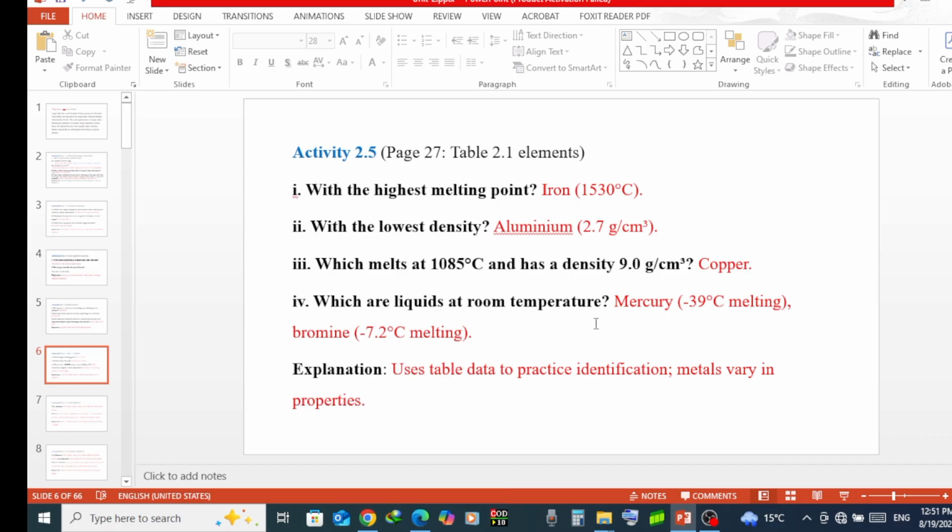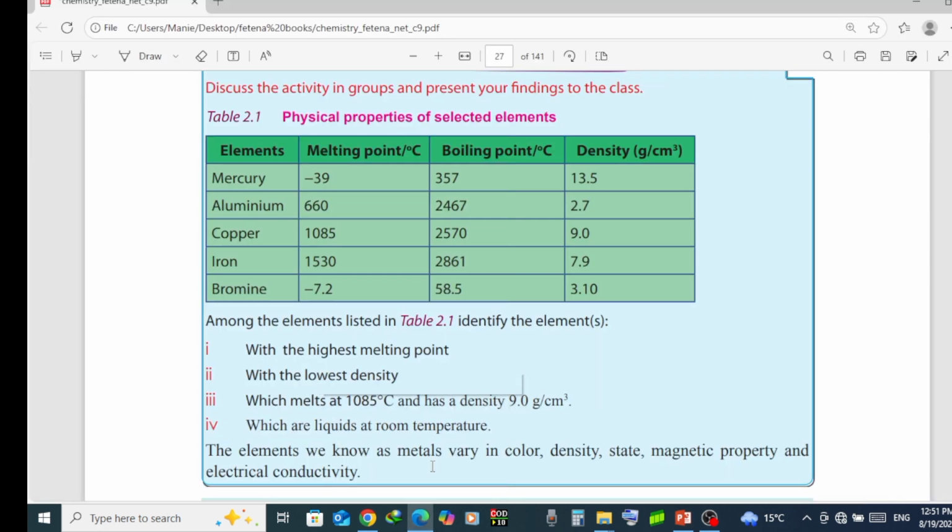And the other question may be, which are liquids at room temperature? From the given list of elements, which are liquid at room temperature? The answer says mercury, which melts at negative 39 degrees centigrade, and bromine, negative 7.2 degrees centigrade. Therefore, those with negative melting point, mercury and bromine, are liquids.